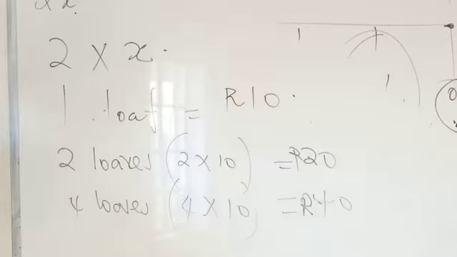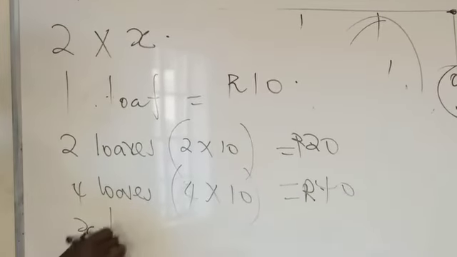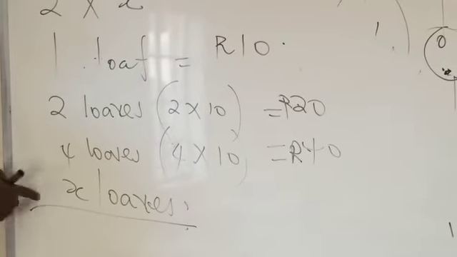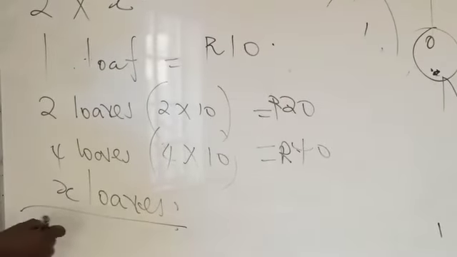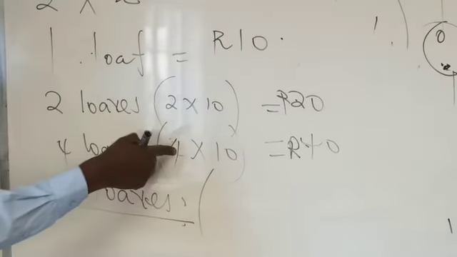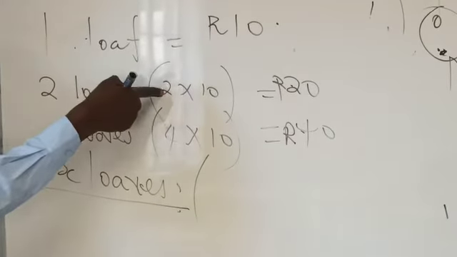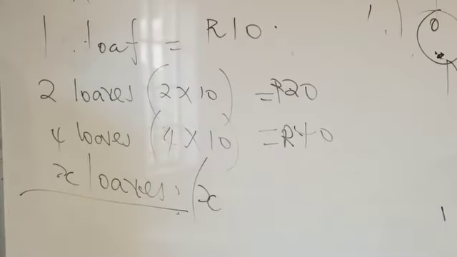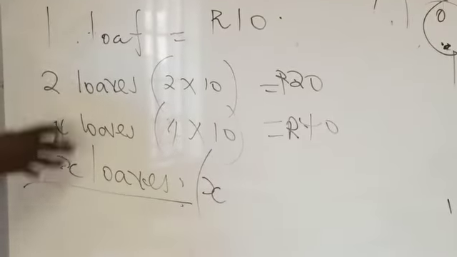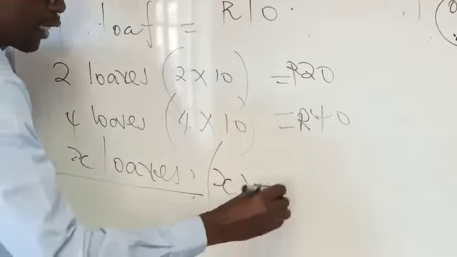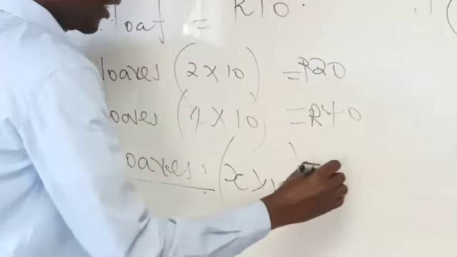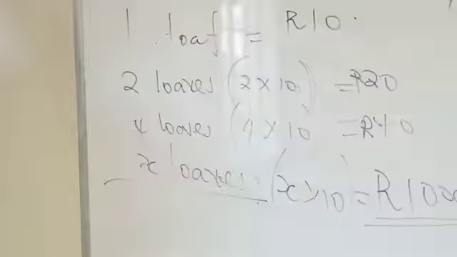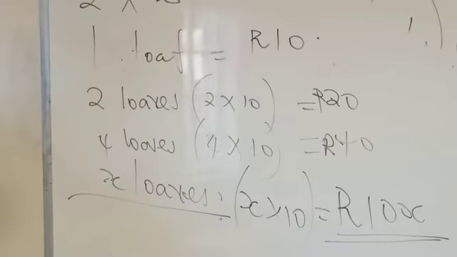Now what if I say x loaves? What will be the price of x loaves? Just follow the direction. Here we said 4 because there were 4 loaves. Here we said 2 because there were 2 loaves. Now we are saying x, they are the number. So we are just taking that letter to represent the quantity. Then I say times the 10, meaning the price will be 10x rands. I'm just using letters to represent quantities.